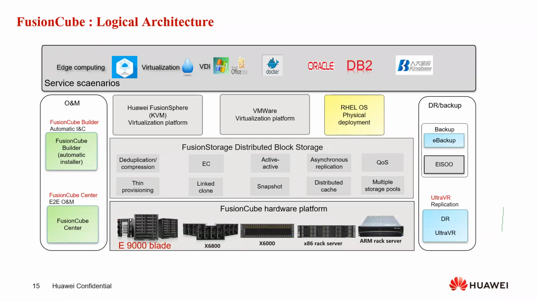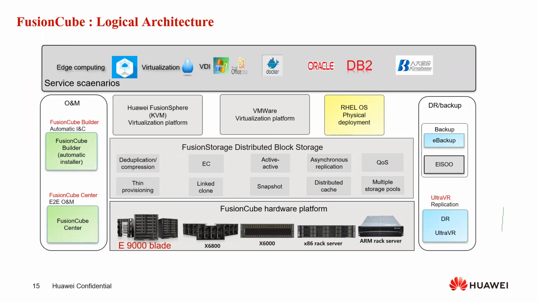The second one is FusionStorage. As I explained, all the disks of the nodes participate and provide a single storage pool. That storage pool, we call it FusionStorage, is a distributed storage. In FusionStorage, we get features like deduplication and compression, thin provisioning, EC features, link clone, and we can enable snapshots. So the same features which we get in other storage, like external storage or SAN storage.